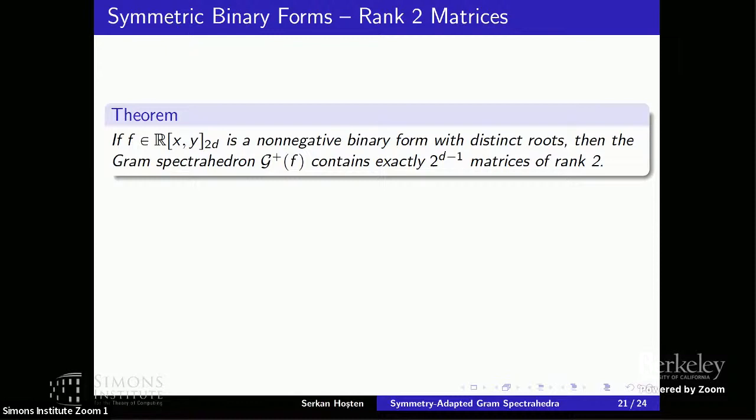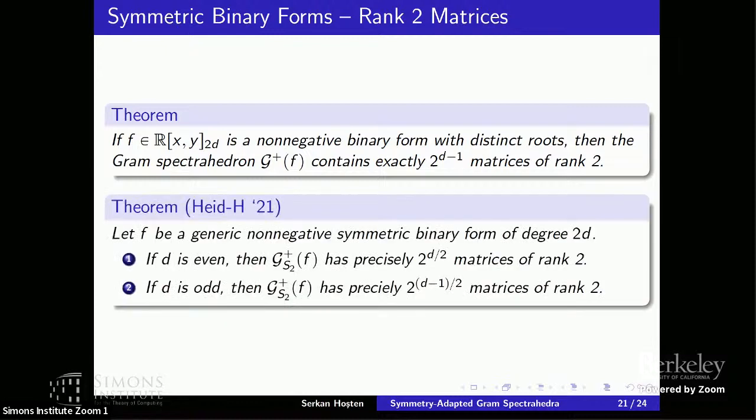What we can do is take the convex hull of these and then compare it to the spectrahedron. So this is a classic theorem. But we can now extend this to the symmetric case. If you have a symmetric binary form of degree 2d, we can tell exactly how many of those rank 2 matrices will survive when you intersect with the fixed point subspace.